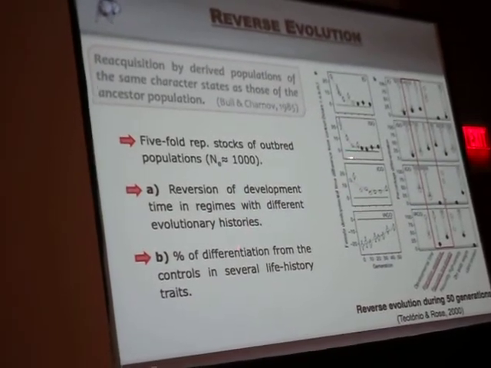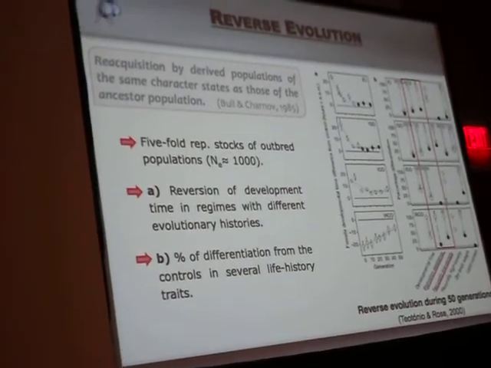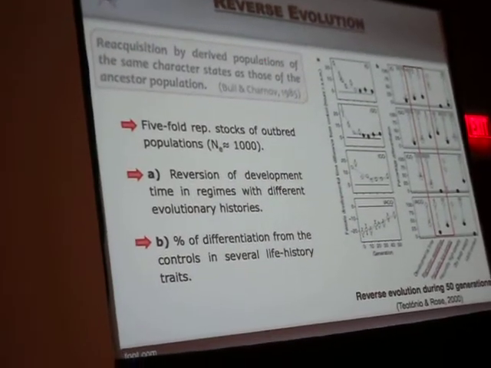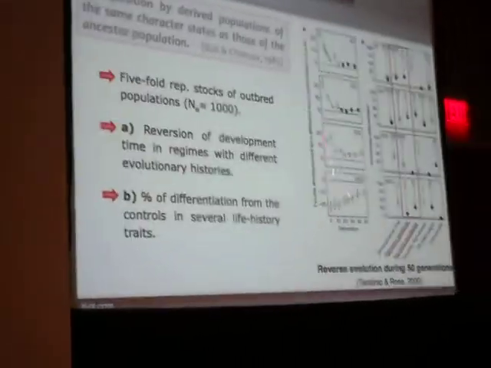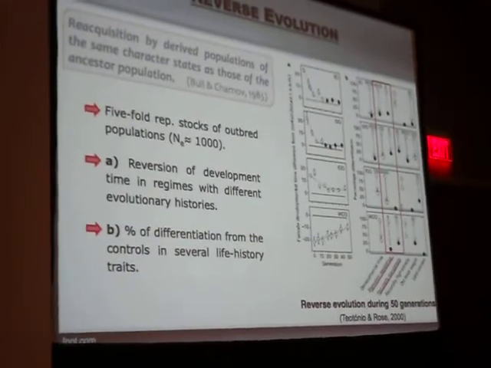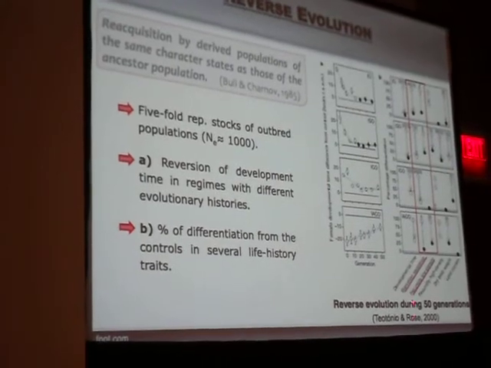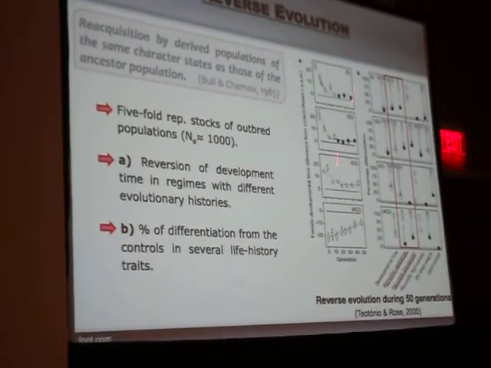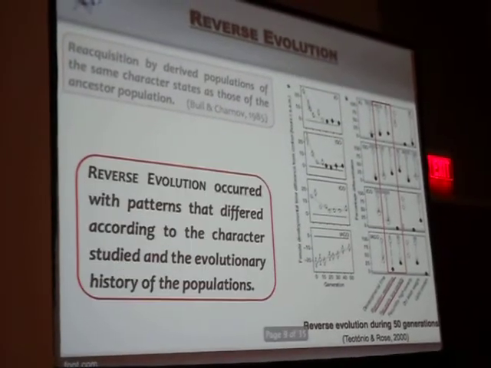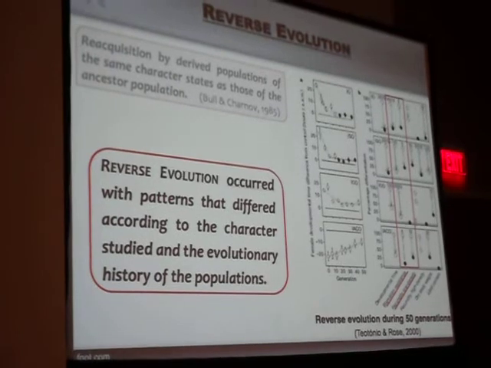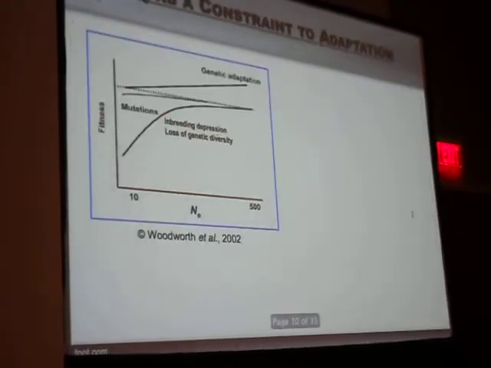On the left-hand side, you will find the reversion of development time in regimes with different evolutionary histories. And what we see is a reversion of all of them except this last one. On the right-hand side, it shows the percentage of differentiation from the controls in several life history traits, as you can see here in starvation resistance and fecundity. At low density, there was a reversion of all the characters to the ancestral state. So reverse evolution occurred with patterns that only differed according to the character studied and the evolutionary history of the populations.